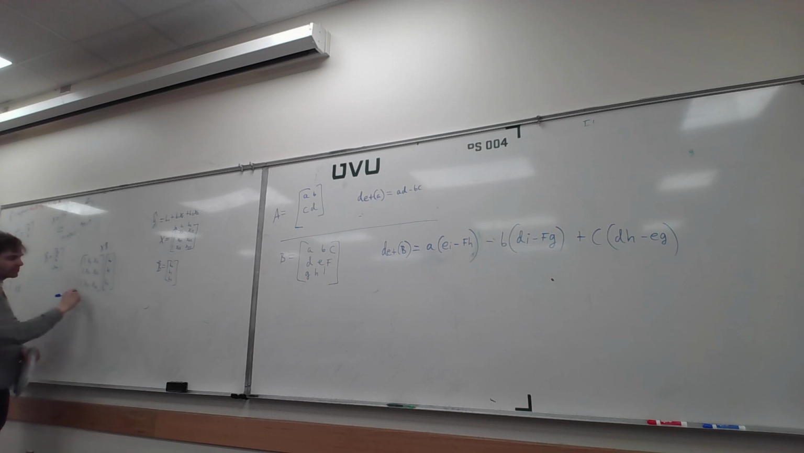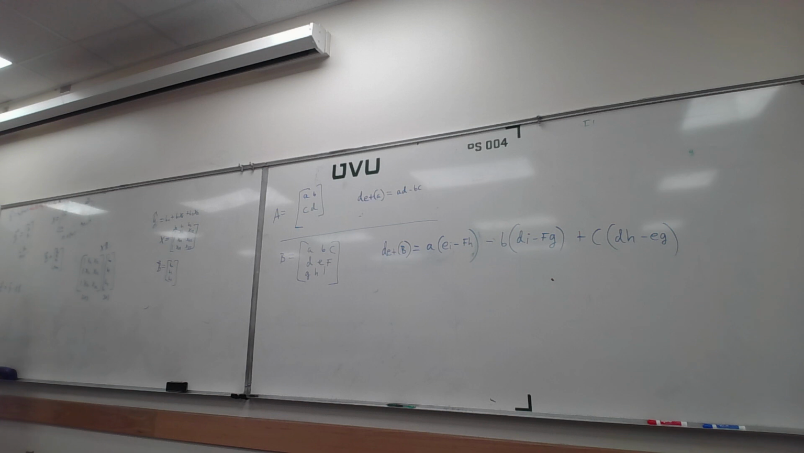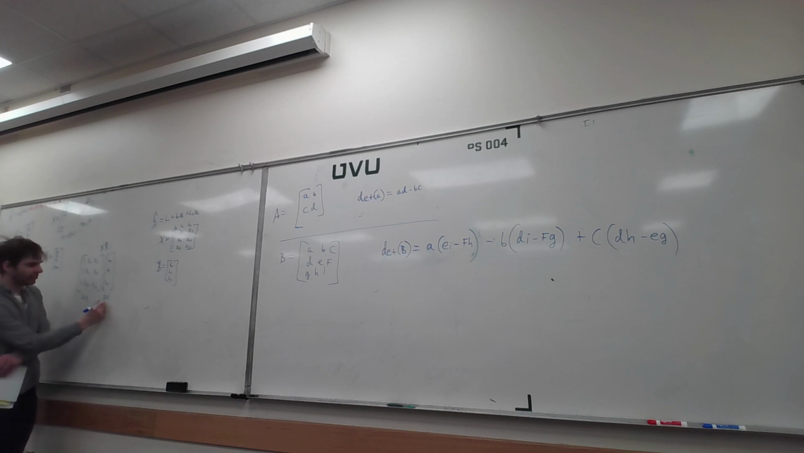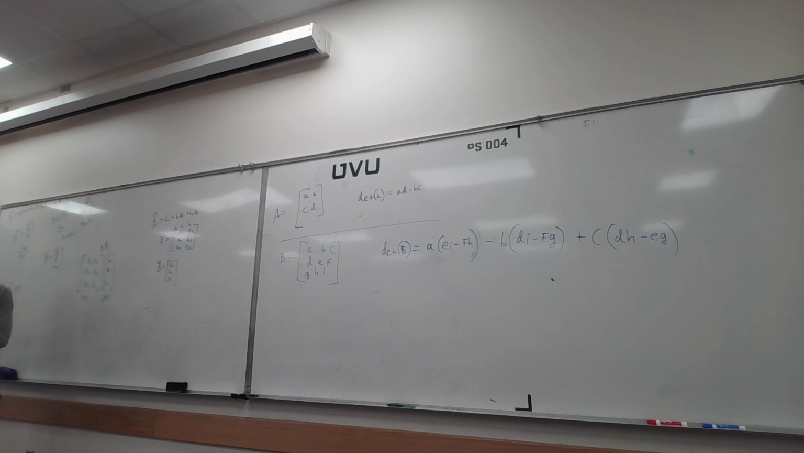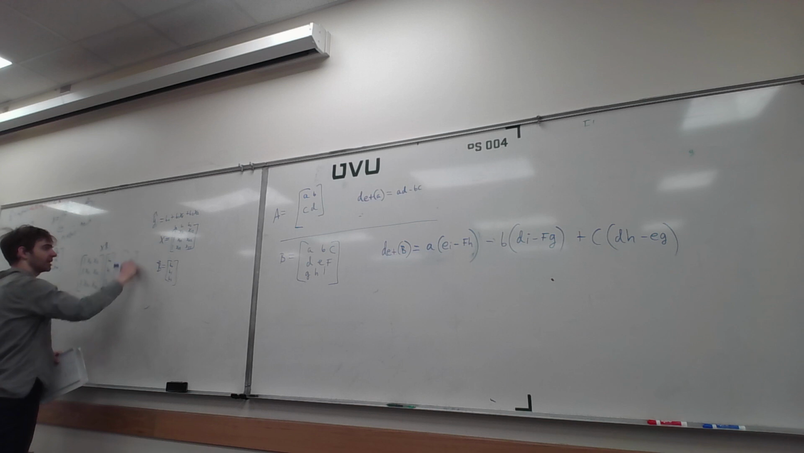So this is a 3 by 3, agreed? And this is a what? Pop quiz. 3 by 1. 3 rows, 1 column. Are they conformable? Conformable means that the number of columns on the left matches the number of rows on the right. They are conformable. What will my result be? Yeah, 3 by 1. My result is going to be a 3 by 1.